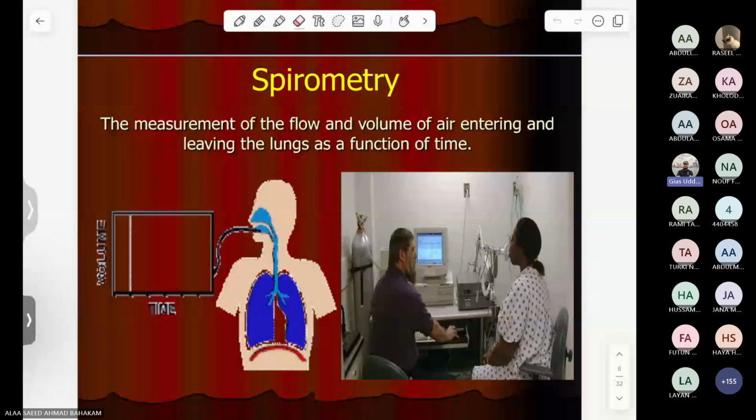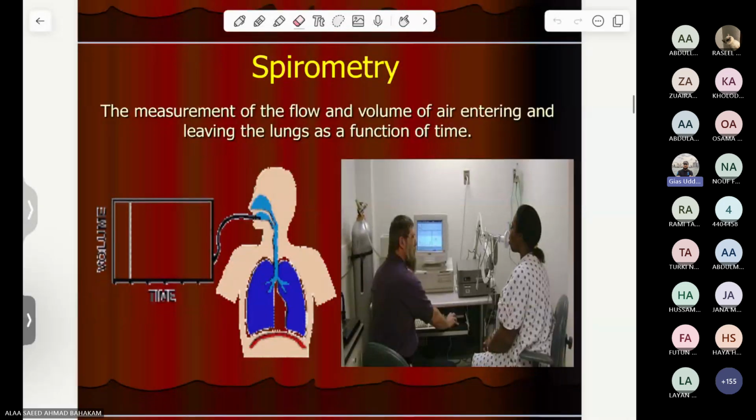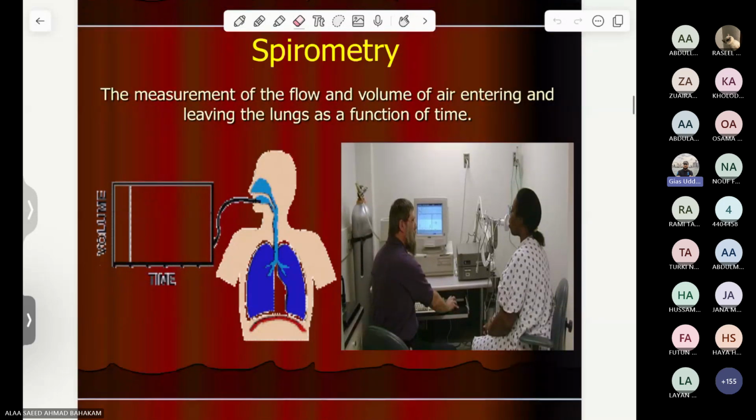So spirometry. What is spirometry? Spirometry is to measure the flow and volume of air. So two things, the flow and the volume of the air that is entering and leaving the lung as a function of time. Time in seconds, like in 1 second, 2 seconds, 3 seconds, 4 seconds, up to 6 seconds. How much air is entering and leaving the lung. So we'll measure with this small machine, we'll do it inshallah in the lab. So you'll see it. So this is called spirometry.